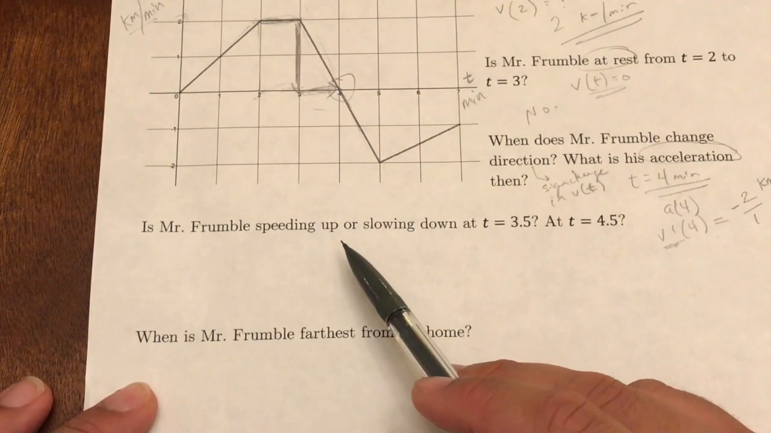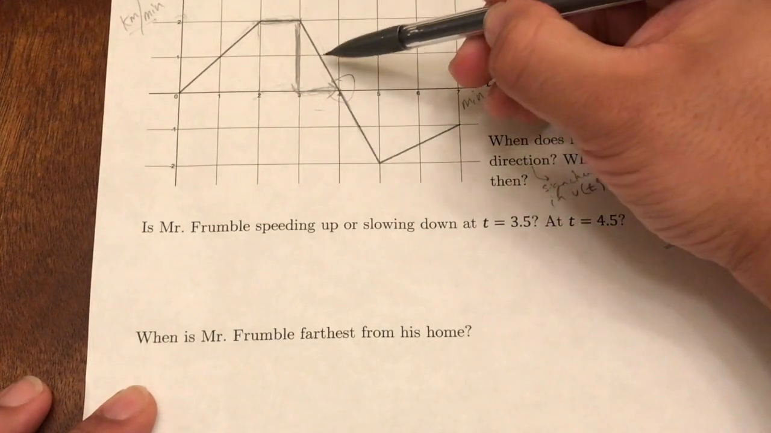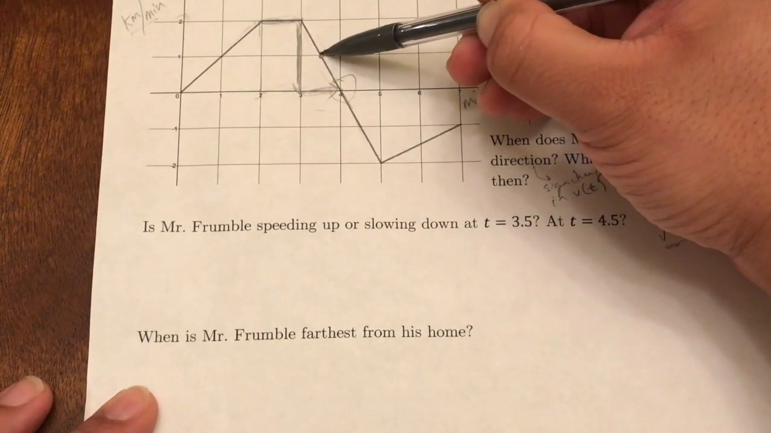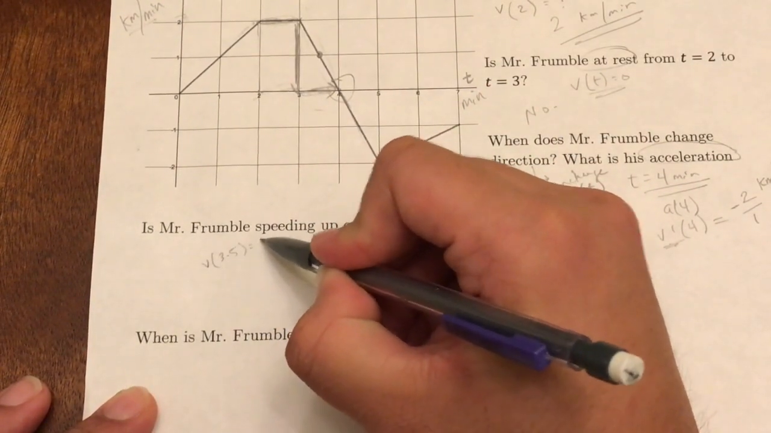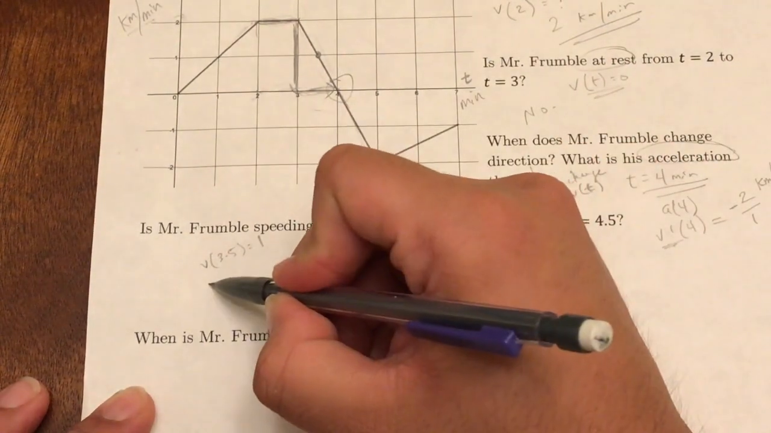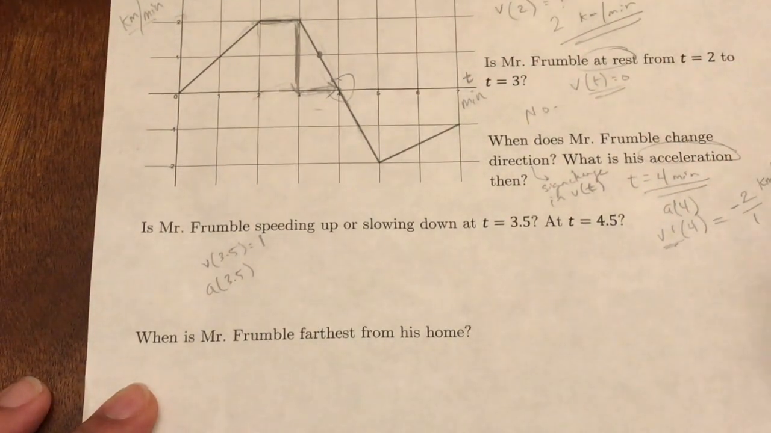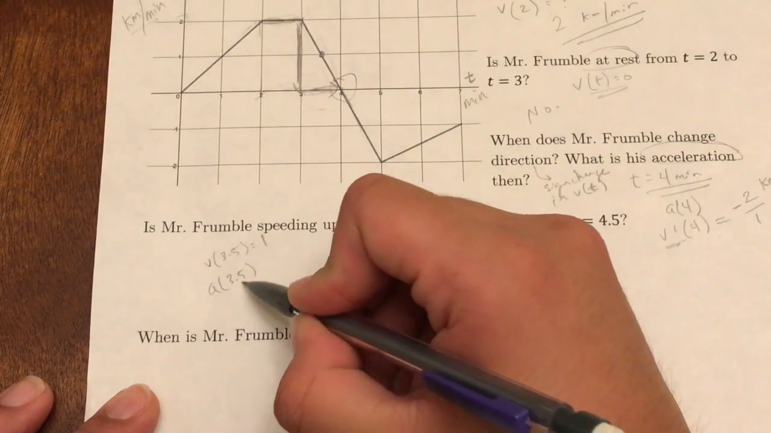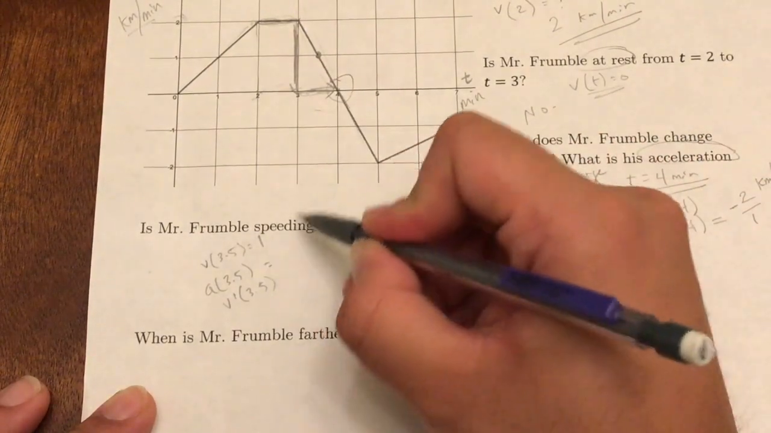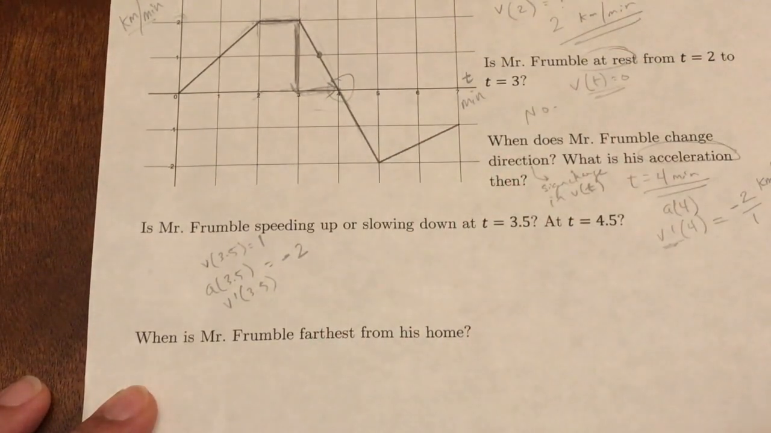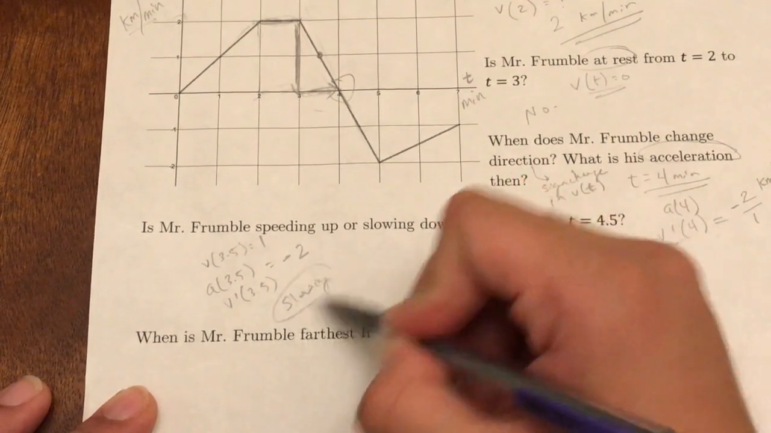Next question here: is Mr. Frumble speeding up or slowing down at time t equals 3.5 and at 4.5? Well, 3.5 is right around here. Is he slowing down or is he speeding up? Notice that velocity at 3.5 appears to be 1, and acceleration at 3.5 is still the same line. Even if we didn't know the number, it's a negative number because it's downhill. It's the slope. Remember, a of 3.5 is the same as v prime of 3.5. Both of those are going to be negative, and we know it's actually -2 from the previous problem, but let's just see that it's negative. Since these are different signs, at 3.5 he is slowing down.